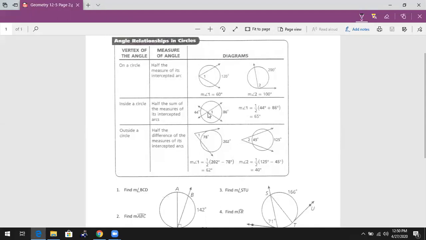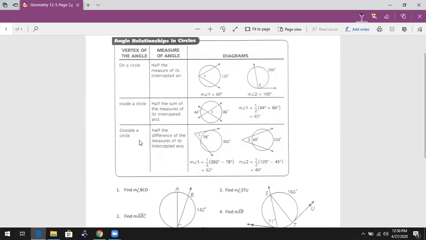If it intersects inside the circle, as in the case of two secants, then the angle is half the sum of the measure of its intercepted arcs. So half of the arc it intercepts, 86, plus the one its vertical angle intercepts, 44. Half of 44 and 86, or half of 130, is 65.